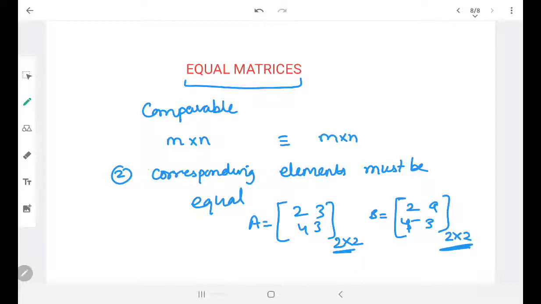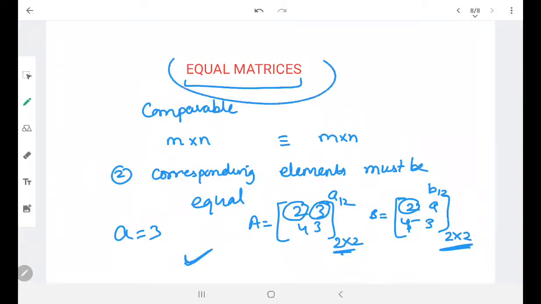If they are equal matrices, their orders are the same. That is the first thing. Second, corresponding elements. First element here is the same. Second element in the first row, A12 must be equal to B12. So that means a must be equal to 3. So sometimes questions come on the basis of this equal matrix concept also.